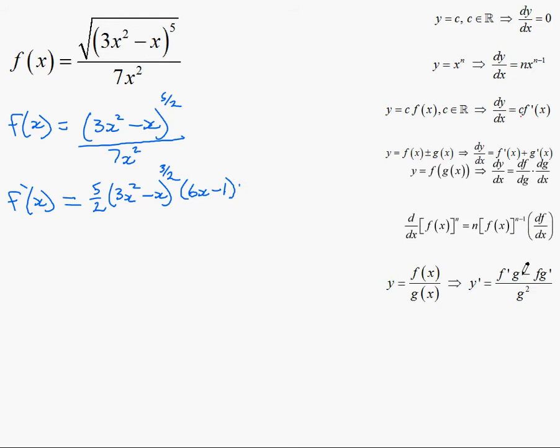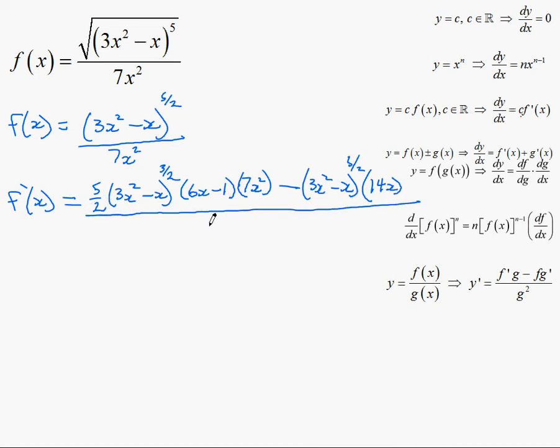Now we need to keep the bottom. So that's times 7x squared. Minus, keep the top, so we keep 3x squared minus x to the 5 over 2 times the derivative of the bottom. So the derivative of 7x squared is 14x. And that's all over the denominator squared. So 7x squared all squared. And that's the derivative.